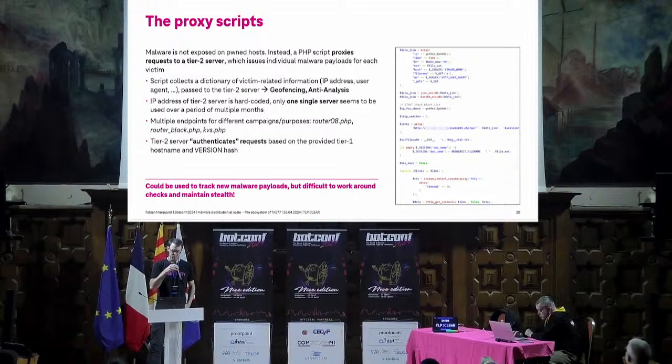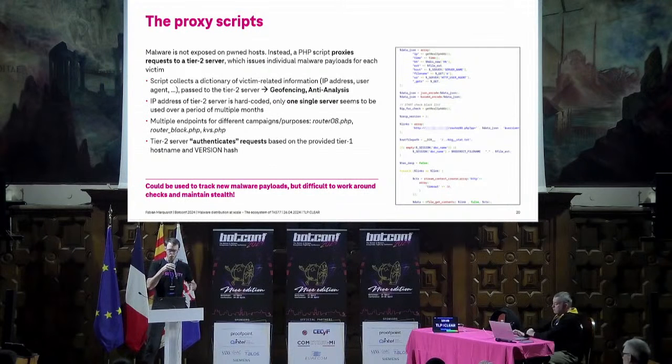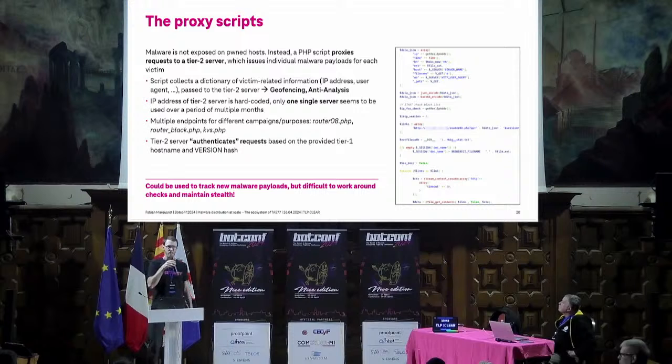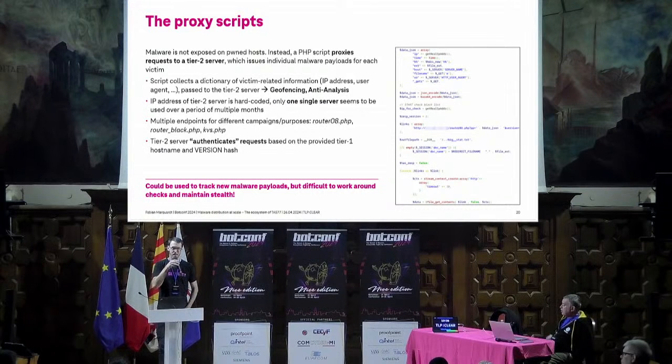And this tier 2 server seems to do some checks, like geofencing or anti-analysis based on the provided values. For example, within our sandboxes, we almost never get a payload back from these servers. If you know what values to provide, you can get a payload, but really it's decided upon each request. So there's some mechanism in this tier 2 server to decide whether or not this victim is actually worth giving a payload.